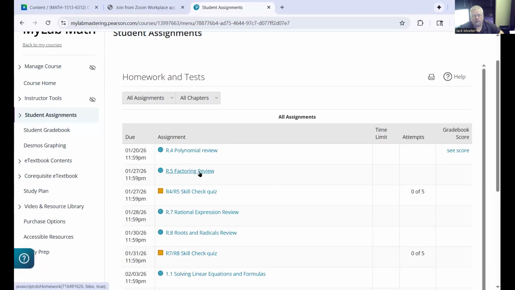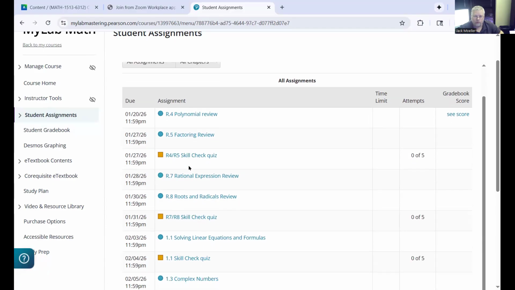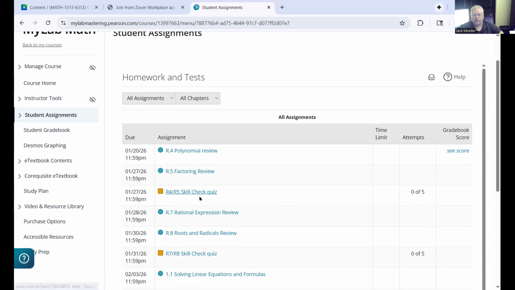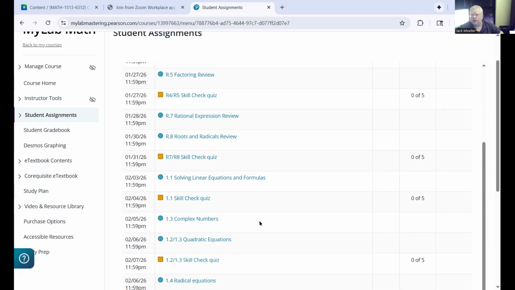And so homework is what you spend most of your time on. Every 2 or 3 homeworks, you'll have a quiz. And I'll do a separate video talking about the quizzes, but when do you do that skill check quiz? Well, as soon as you finish the R5 homework, do the quiz that says R4, R5. When do you do the next skill check quiz? That's over R7 and R8. So as soon as you finish R8, then do that skill check quiz. The purpose of those skill check quizzes is to help you transition from homework to tests. And like I said, I'll do a separate quiz video.